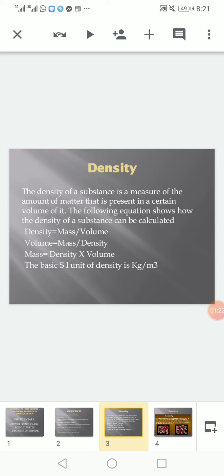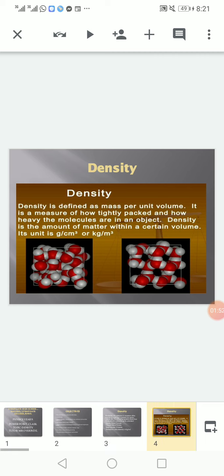Now, mathematically, the following equations are used in finding density. Density is equal to mass over volume, while volume is equal to mass over density. Mass, on the other hand, is equal to density times volume. And the unit of density is kilogram per meter cube or gram per centimeter cube. The unit of mass is either kilogram or gram, while the unit of volume is either meter cube or centimeter cube.